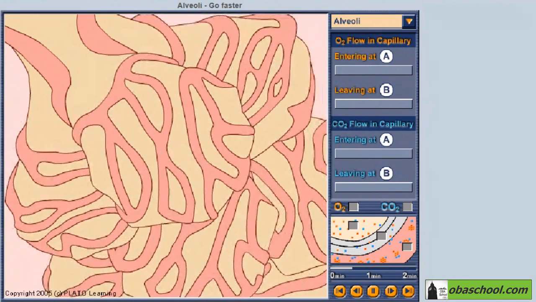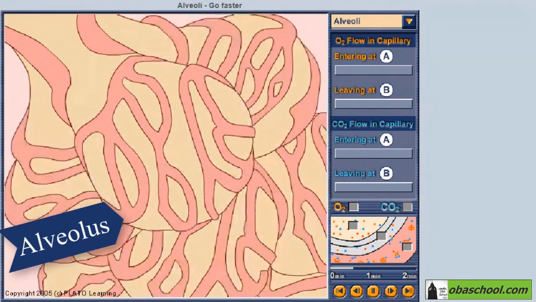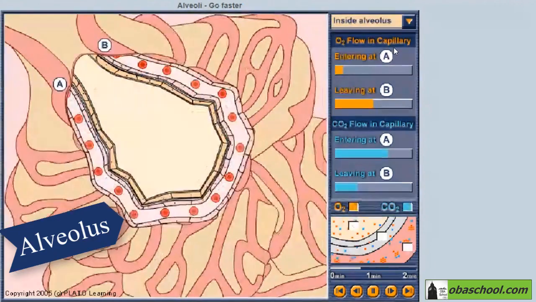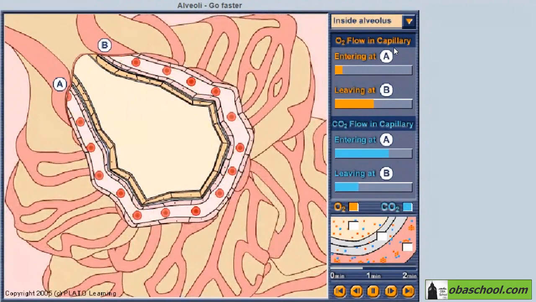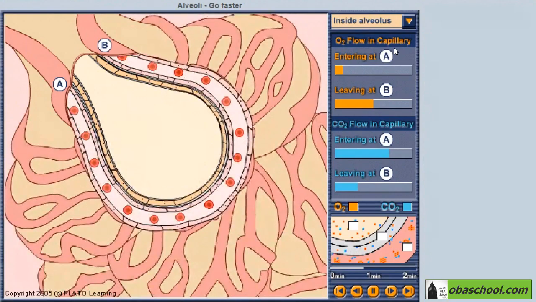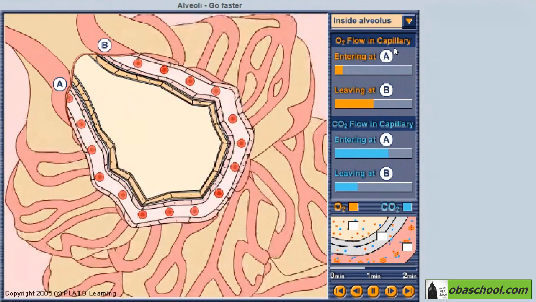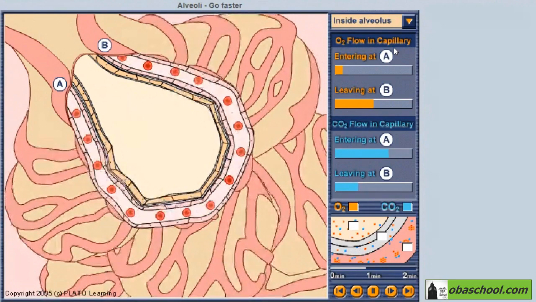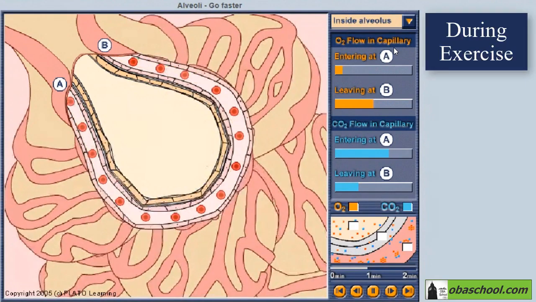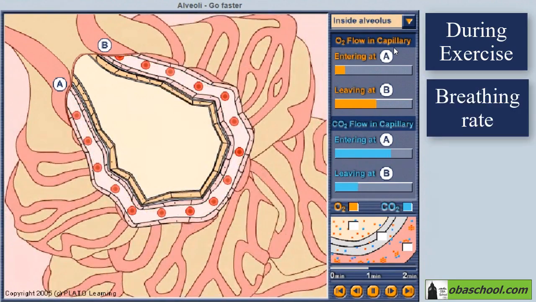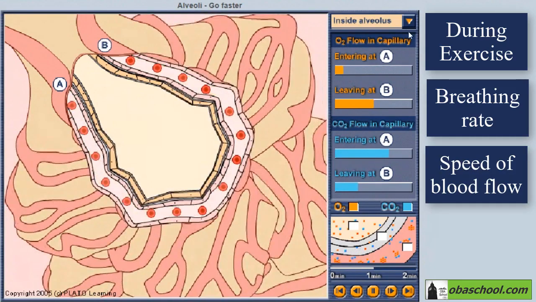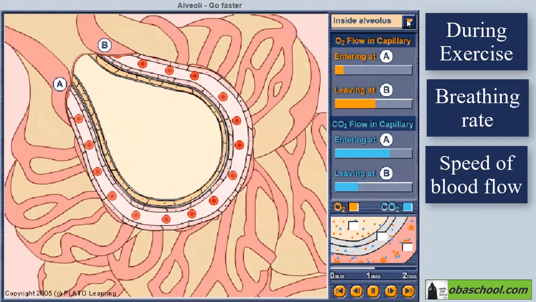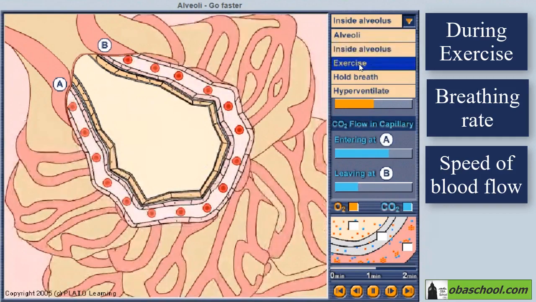Now, as you can see, this is the alveolus of a person at rest, and this is inside the alveolus of a person at rest. Now, let us observe two things when a person is exercising. Keep an eye on the breathing rate and the speed of blood flow. So let's check out what would happen when a person is exercising.